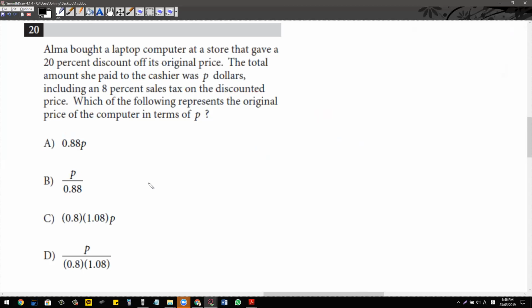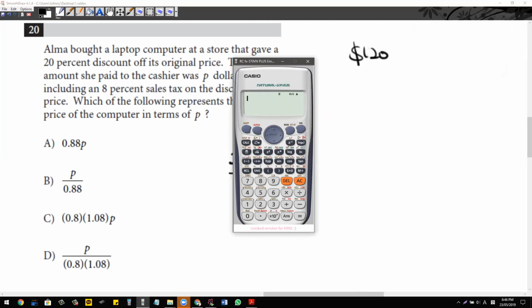Which of the following represents the original price of the computer in terms of P? So let X be the original price. If we apply the 20%, then what's going to be the price of the laptop? Let's say the original price was $100, okay? Let's say 120. So we're getting a 20% discount. What's going to be the price? Can you use this calculator to figure out the new price after applying the 20% discount?